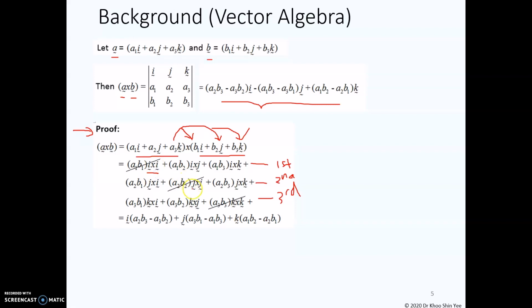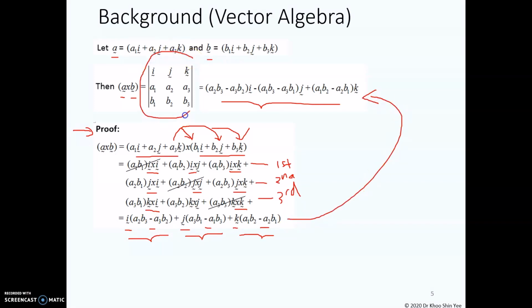So you know I cross I, J cross J, K cross K will be equal to 0 because they are in the same direction. I cross J, you obtain K. J cross I, you obtain negative K. Therefore, you obtain this element. K cross I, you obtain J. I cross K, you obtain negative J. Therefore, you obtain this element. J cross K, you obtain I. K cross J, you obtain negative I. Therefore, you obtain this element. With that, we prove that we can use the determinant to find the cross product between A and B vector.